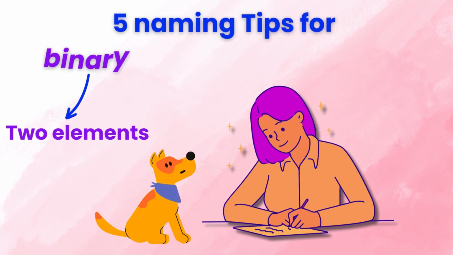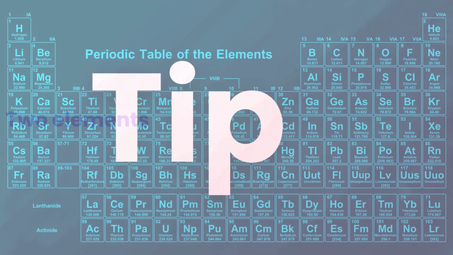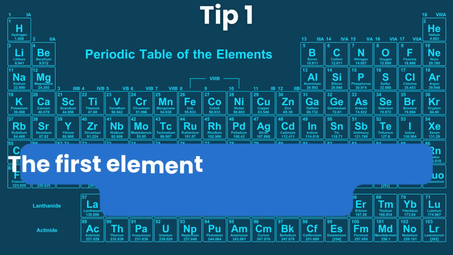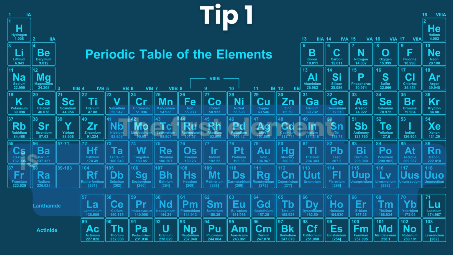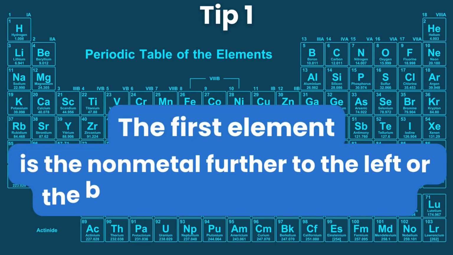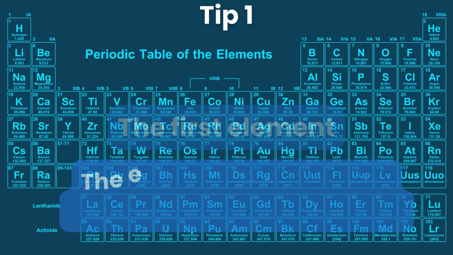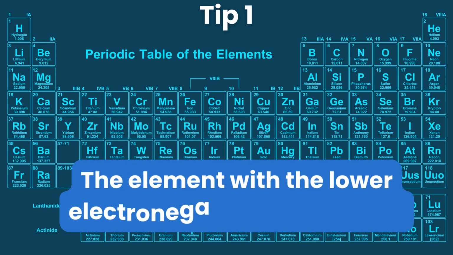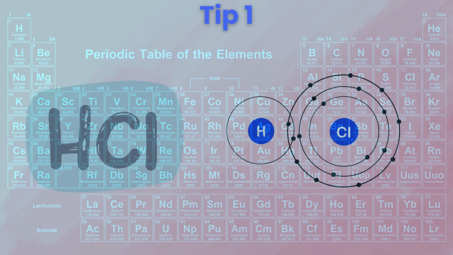Naming tips for binary or 2-element covalent compounds. Tip 1. The first element, which is named just as the original element, is the nonmetal further to the left or the bottom of the periodic table. In other words, the element with the lower electronegativity comes first.